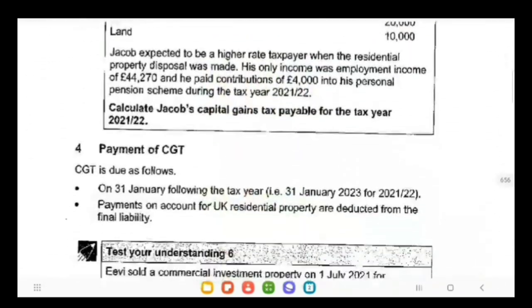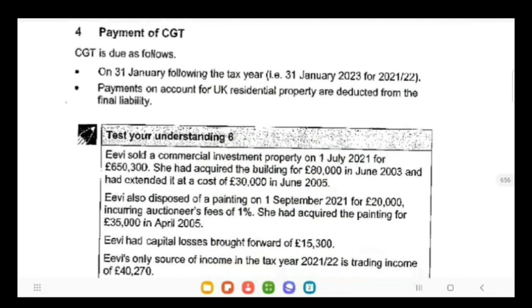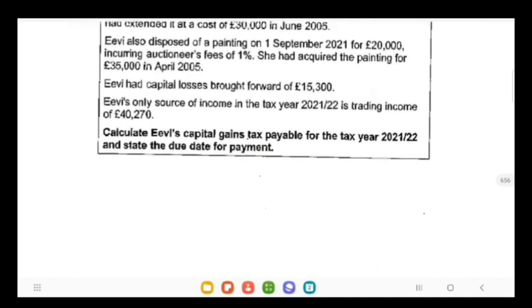Right. The next tax understanding is the same. Payment of CGT: the due date for the payment of CGT is 31st January following the tax year, which means for the tax year 21-22, the payment date is 31st January 23. Again, there is a question about the capital gains tax liability.